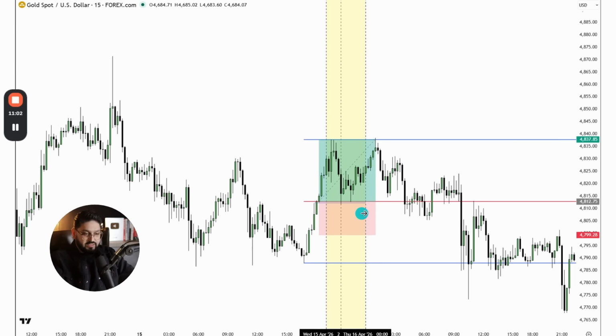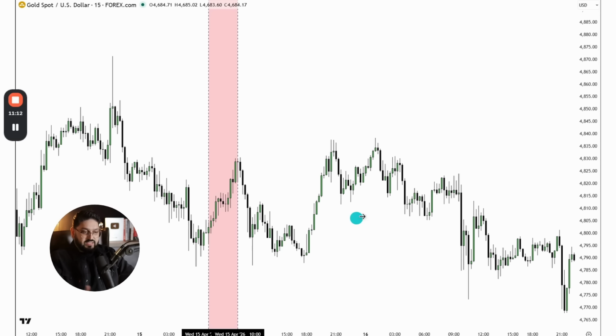Now, there are other things as well. Firstly, we can see that prior to his trade, we had the New York session between 7 p.m. and 10 p.m. Now, we had already raided the New York session high. The likelihood of this continuing higher, especially in the Asian range once we've raided the previous session liquidity pool, again, reduces the probability of an extended move.